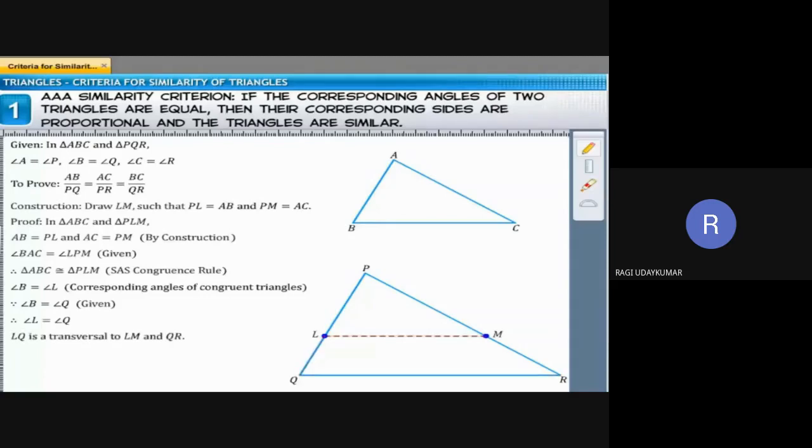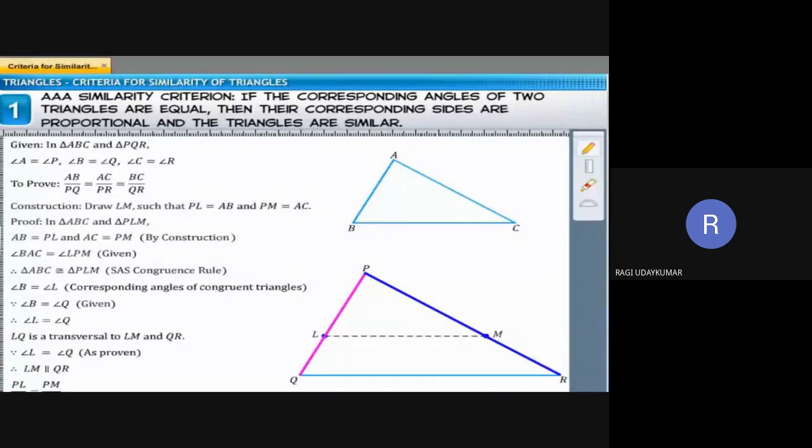So L and Q are equal is nothing but, if you take LQ as a transversal, LM will be parallel to QR. LM will be parallel to QR. Isn't it? Why? Corresponding angles are equal. So when they are parallel, you apply the basic proportionality theorem.